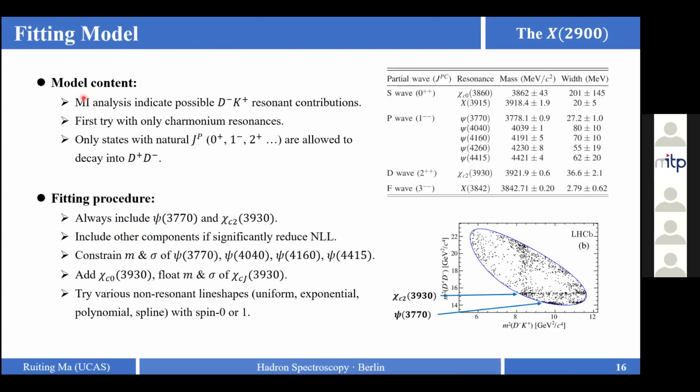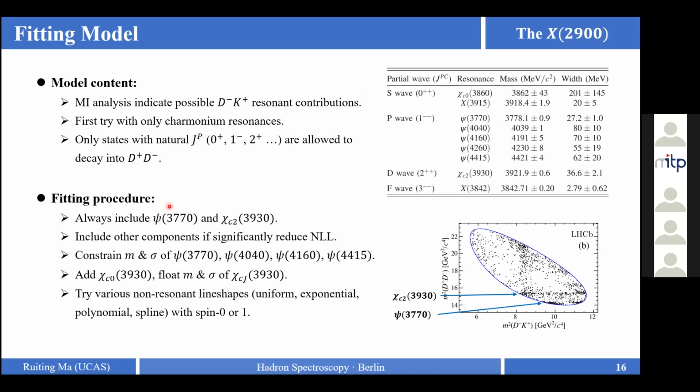So for the fitting model, from the model-independent analysis, we know that there are possible D⁻K⁺ resonance contributions in this decay. But in the first step, we still try to fit the data distributions with a model containing only charmonium resonances. Since only charmonium states with natural spin parity are allowed to decay into the D⁺D⁻ final state, we list all the possible charmonium resonances in the PDG at that time here.